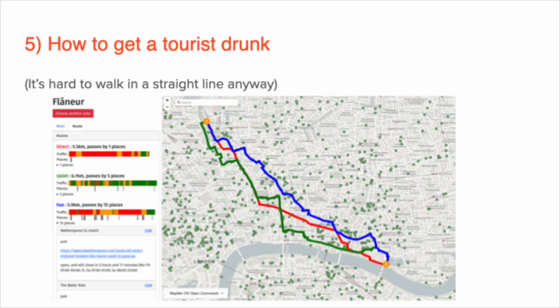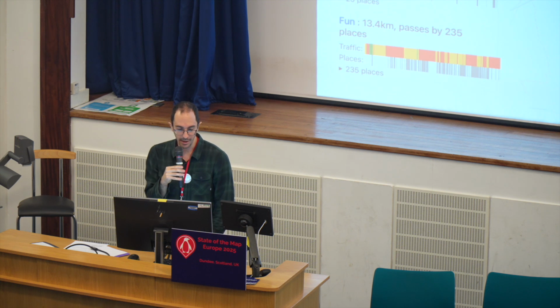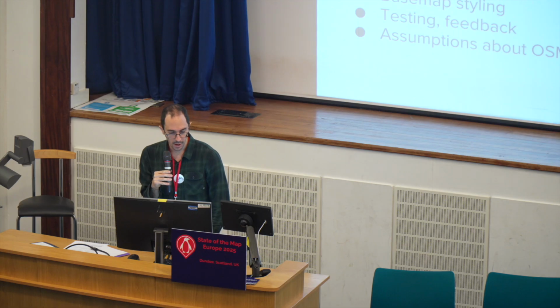So for example, if you're walking from King's Cross to Tower Bridge, maybe you have a friend in town and you're just trying to get them really drunk. The 3 routes in this case are actually really similar, but if you make a point of passing by the pubs, you can pass by 15 instead of 1 or instead of 5. And so here's your pub crawl tool. And just another example in London where the blue path is maybe a little bit wiggly, but you pass by so many places that could be relevant to you.